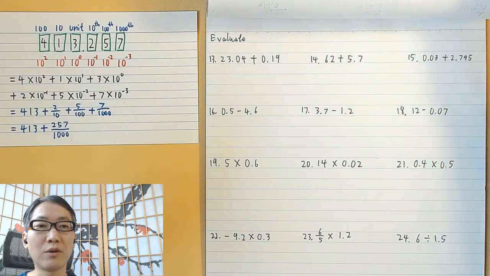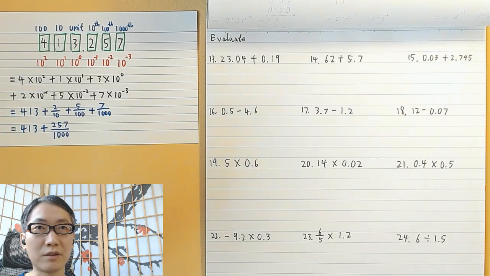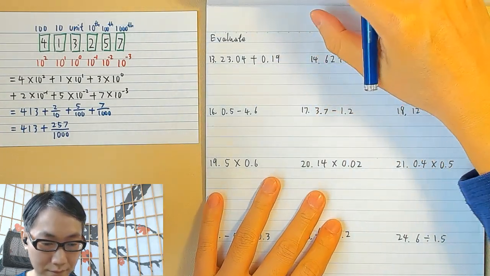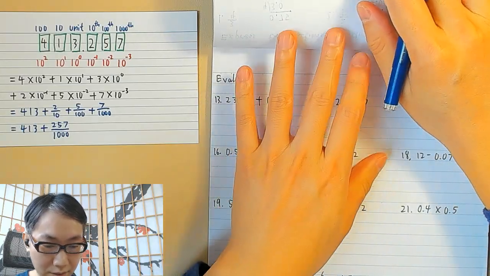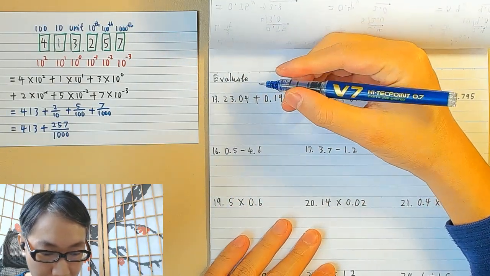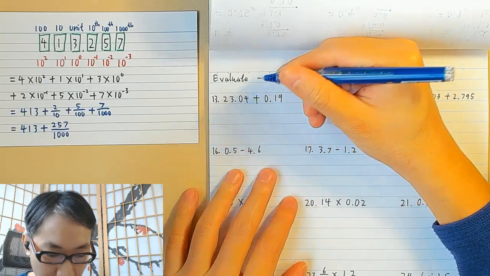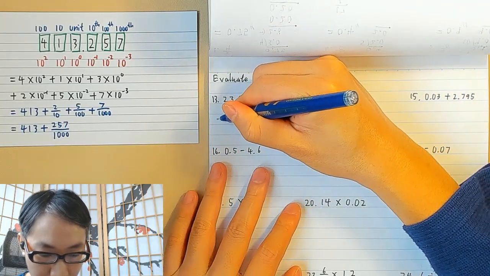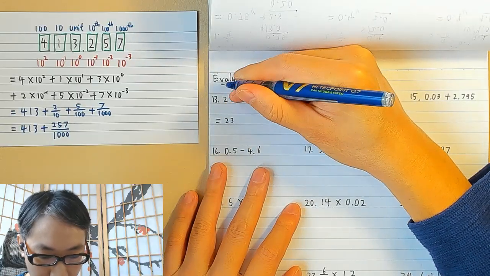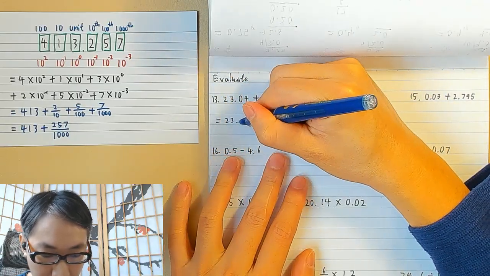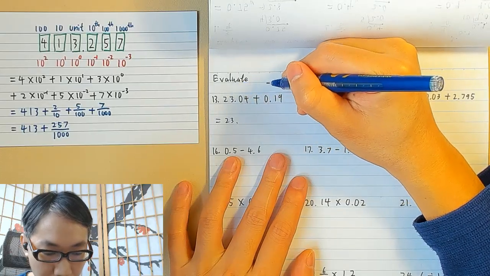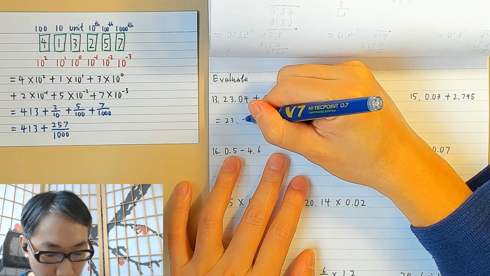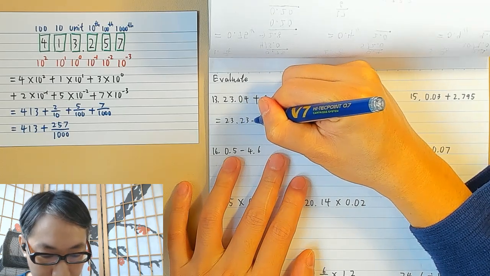23.04 plus 0.19. So we line up the digits. 4 is the same digits as 9, and 1 is the same digits as 0 here. So 4 and 19 is 23. So this is equal to 23 from the 23 plus 0. Then 0.04 plus 0.19 is 0.23. So 23 again.